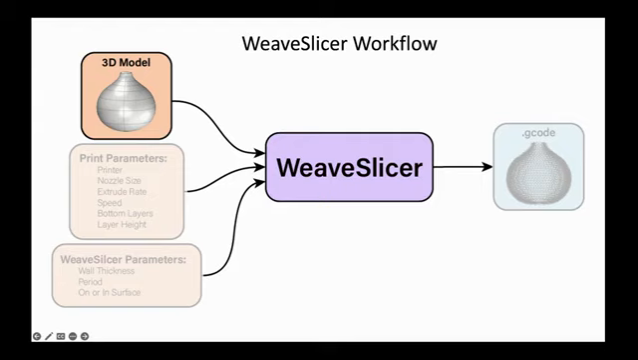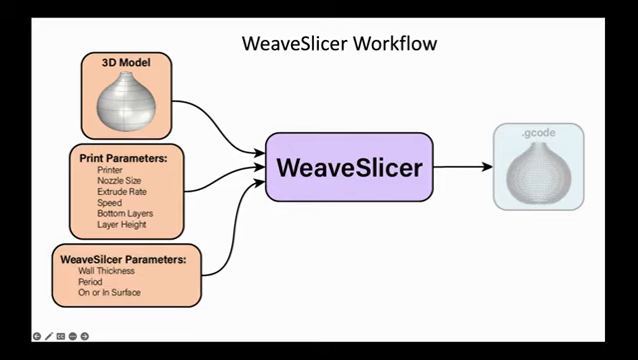So the workflow of our slicer works like many other slicers. It is run in the Rhino and Grasshopper environment, and first the user inputs a 3D model into the slicer. Then the user sets various print parameters that are common to most slicing software, like what printer we're using, the nozzle size, extrude rate, speed, layer height.